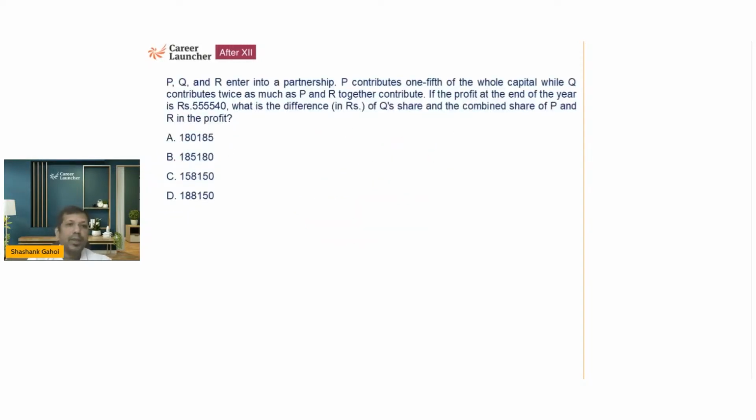Okay. Now this one, P, Q, R enter into a partnership. P contributes 1/5 of the whole capital, while Q contributes twice as much as P and R together. So if P and R together are contributing x amount, then Q is contributing 2x. The total profit at the end of the year was this. Then what is the difference between Q's share and P and R's share? So basically, if a total of 3x amount is invested, out of that, 2x is invested by Q and x is invested by P and R.